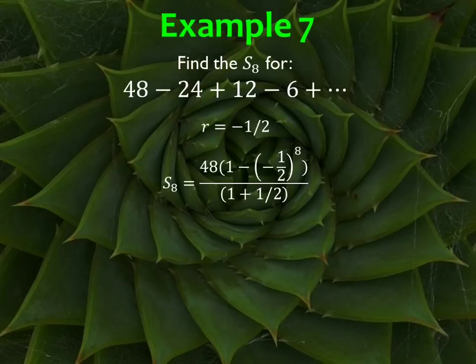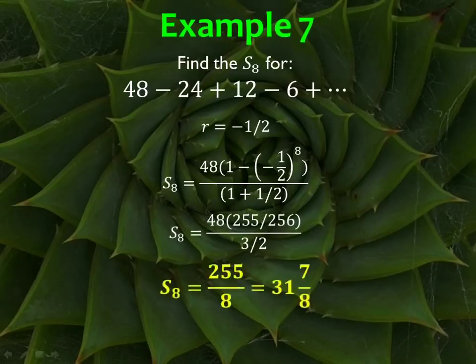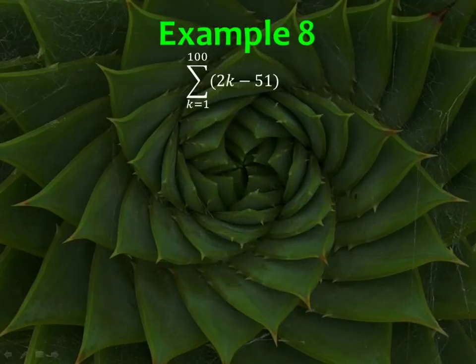So the first term is 48, 1 minus negative 1/2 to the 8th, all over 1 minus negative 1/2, which is 1 plus 1/2. So if you crank that out, do the math, you get an answer of 31 7/8. Again, if you use decimals, that's fine. Just make sure you note any repeating decimals. 31.875.